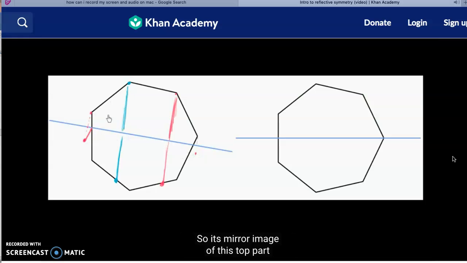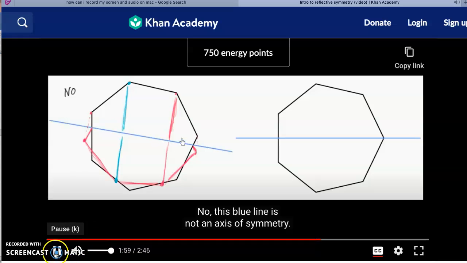So its mirror image of this top part would look something like this. My best attempt to draw it would look something like this, which is very different than the part of the polygon that's actually on the other side of this blue line. So in this case, the blue line is not an axis of symmetry.